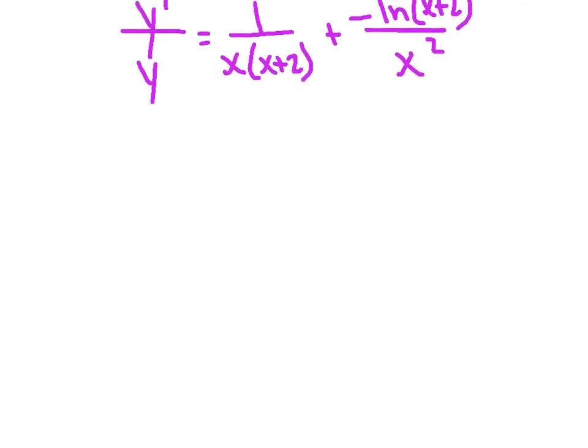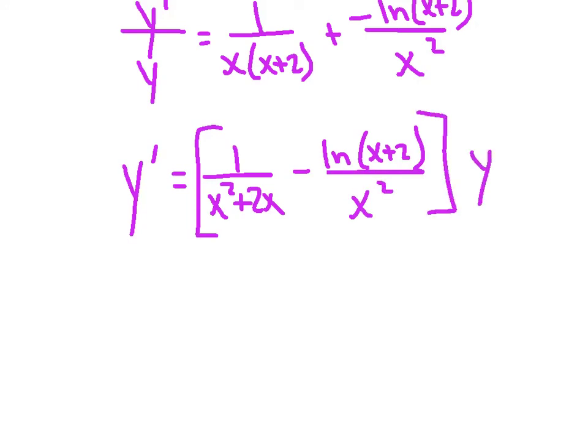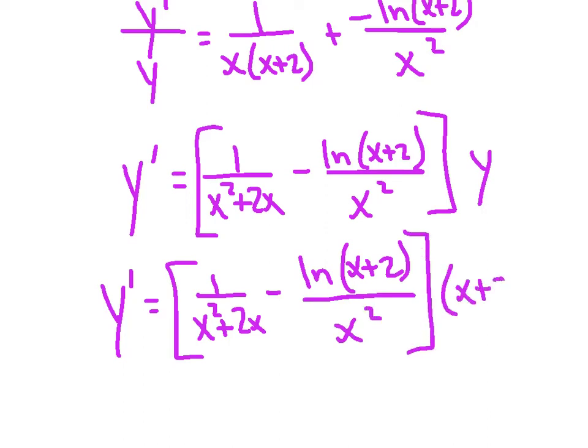And now perhaps one of the trickiest steps here is that we're going to multiply both sides by y in order to isolate that y prime. Always make good use of our square brackets here. I can say x squared plus 2x now, minus the natural log of x plus 2 all over x squared, times the y that I just multiplied over. And then one last step is we're going to substitute, because we don't want to express our derivative in terms of both x and y. We want to express it strictly in terms of x only. So I'm going to substitute the original function in for that y.